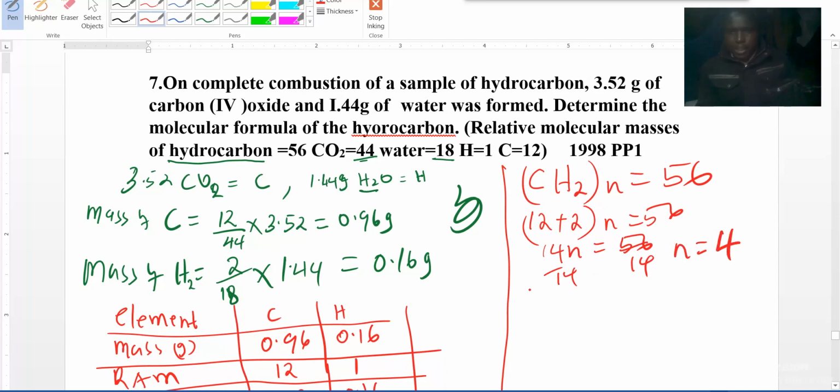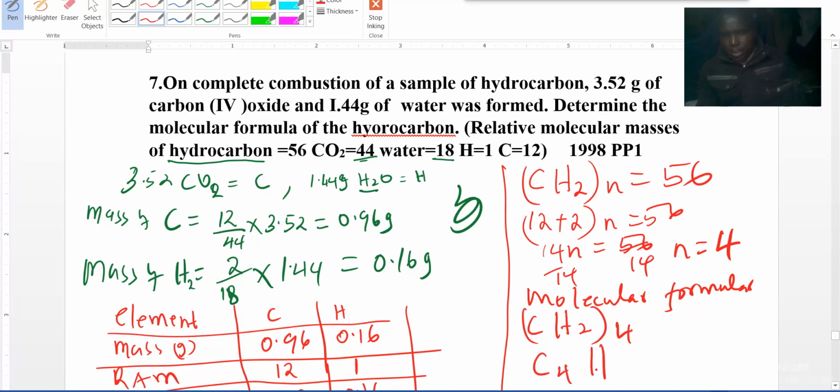Then the molecular formula will be CH2 times 4, and this gives us C4H8, and that is the molecular formula.